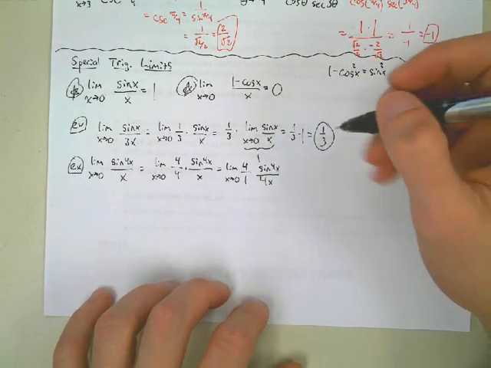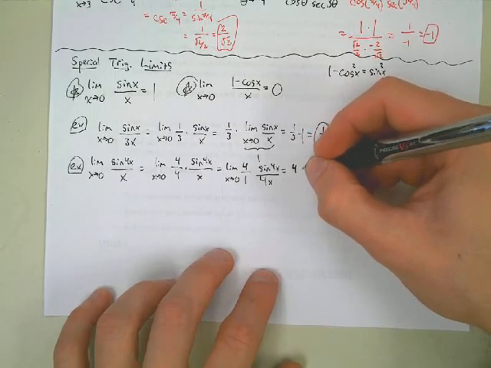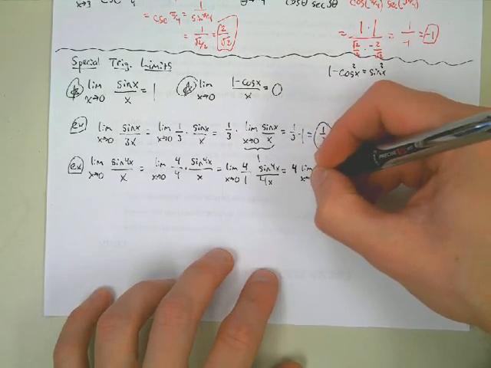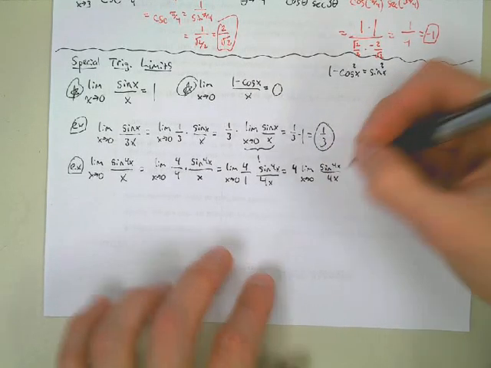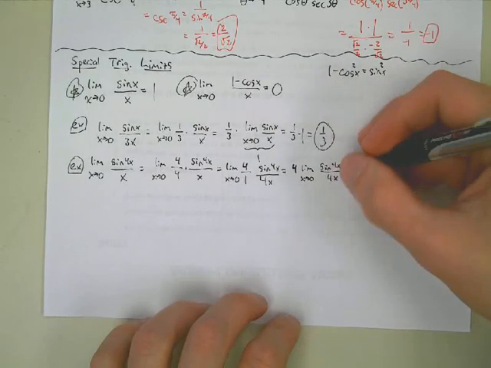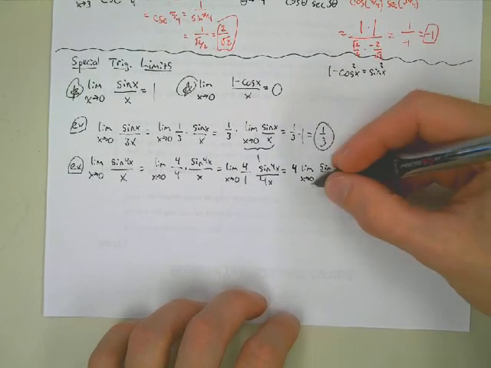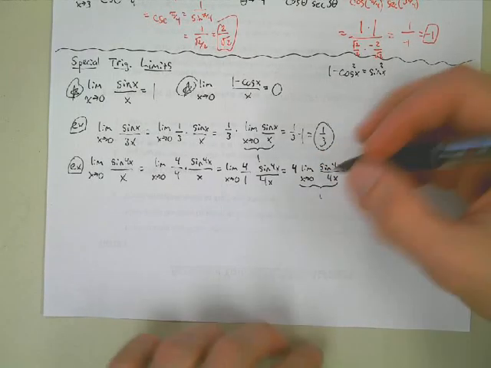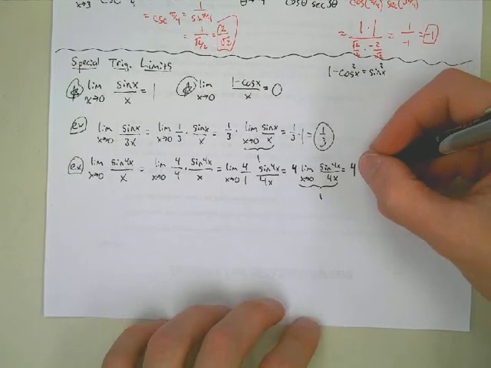Outside, in front. So I can say 4 times the limit as x approaches 0 of the sine of 4x over 4x. Now that I have the 4x's matched up, this whole thing is just 1. That's my special trig limit. Since the 4x there matches the 4x there, it's just 4 times 1. So my final answer is 4.